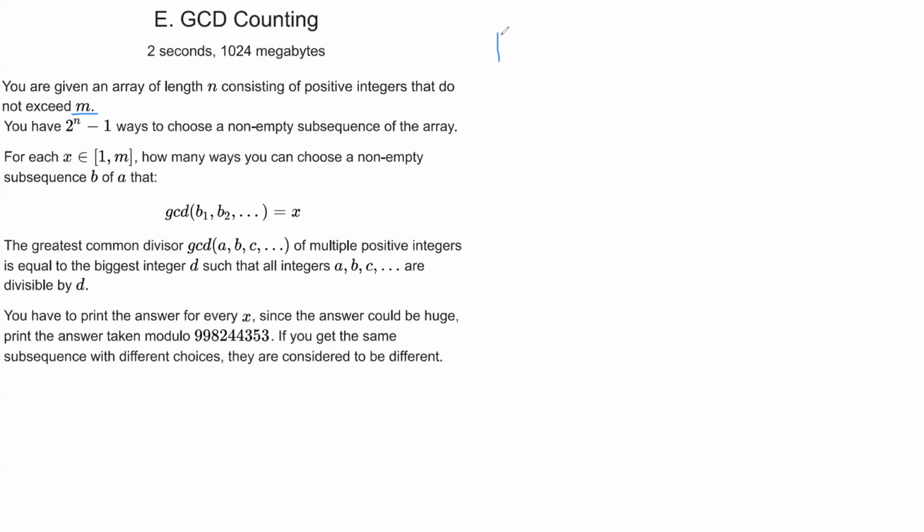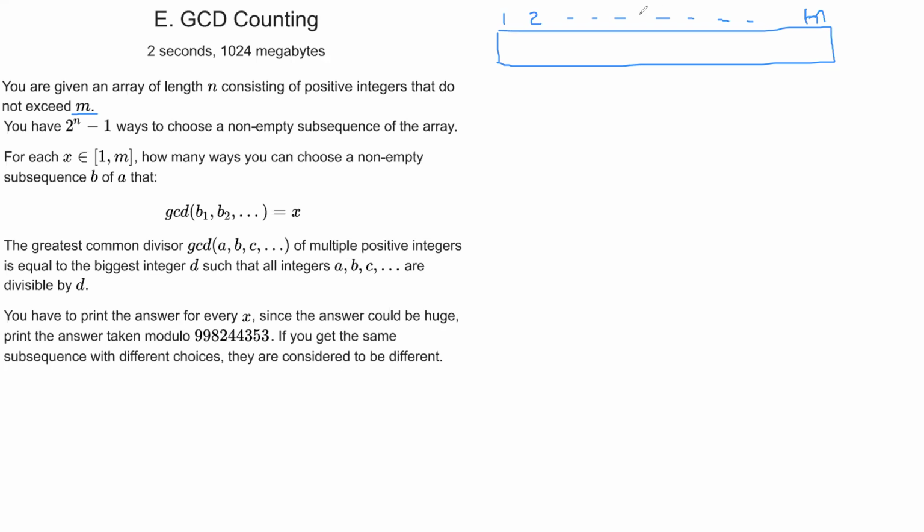We will have this array of numbers 1, 2, and so on up to m. We need to output all of those answers for all of those numbers. Now the question is quite strange, but you don't need to go through all of those prime factorizations, etc., to answer this question.